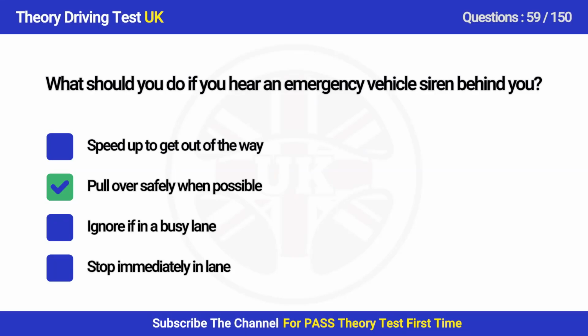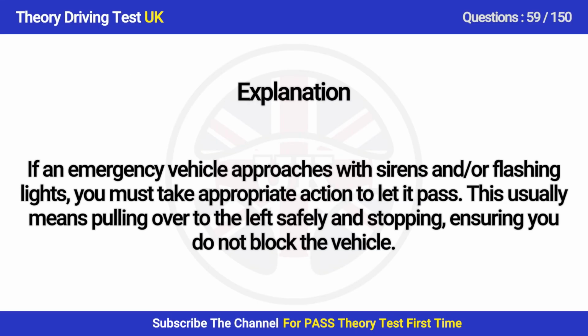Answer is B. Pull over safely when possible. If an emergency vehicle approaches with sirens and flashing lights, you must take appropriate action to let it pass. This usually means pulling over to the left safely and stopping, ensuring you do not block the vehicle.